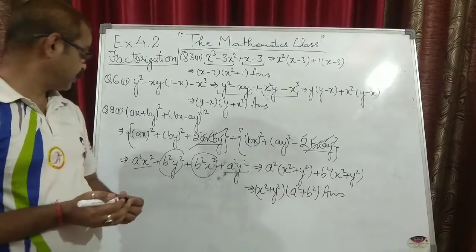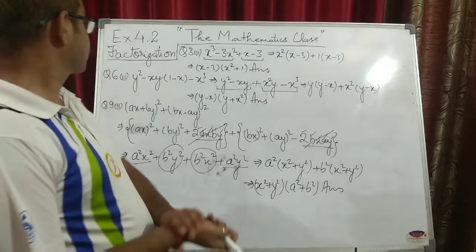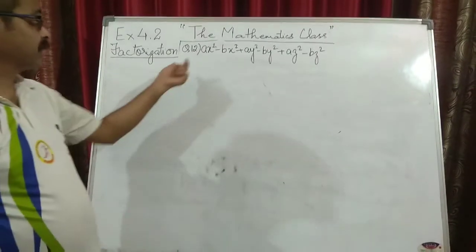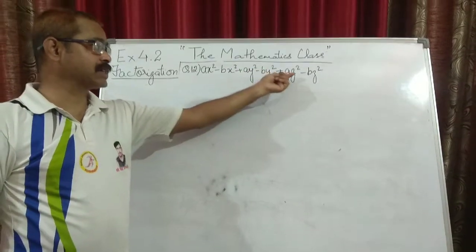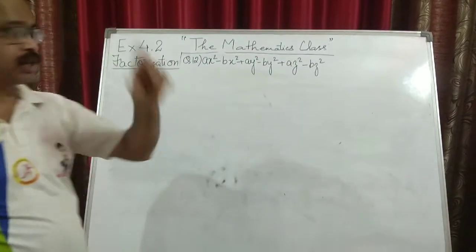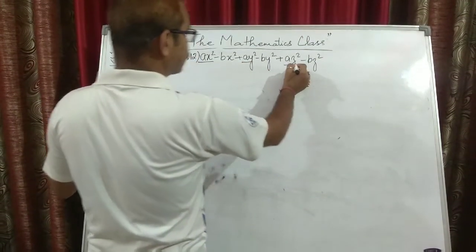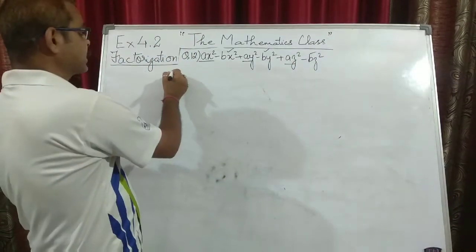Now we will be dealing with, I think, the next question, question number 12. So we'll start with question number 12. In the 12th question, it is ax square minus bx square plus ay square minus by square plus az square minus bz square. This is a very easy question. If you take ax square, ay square and az square together, and bx, by and bz together, you will simply get the value.